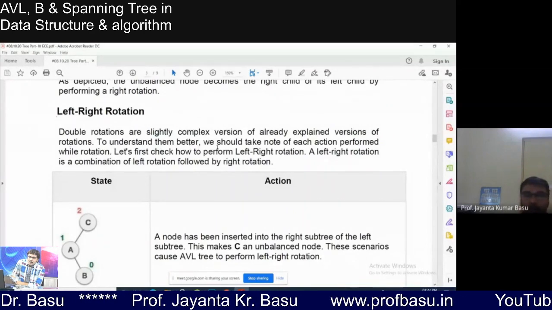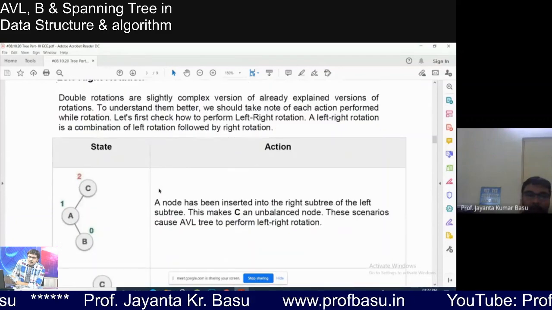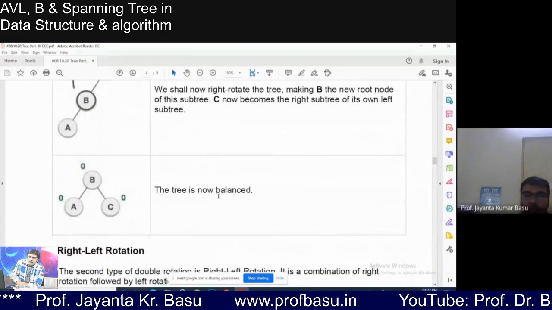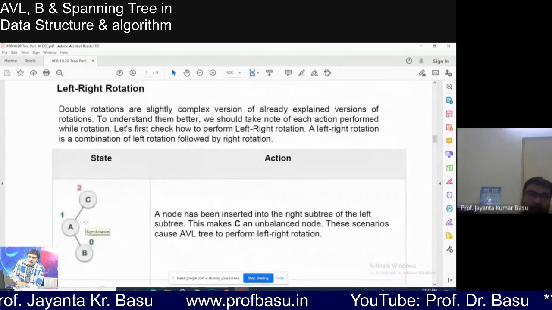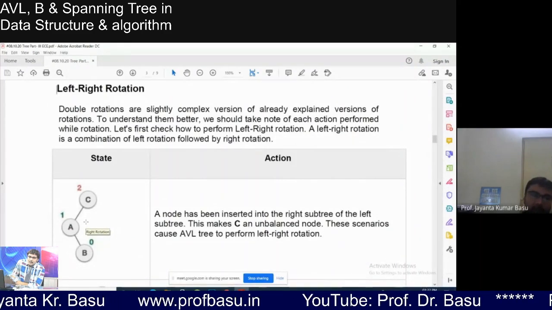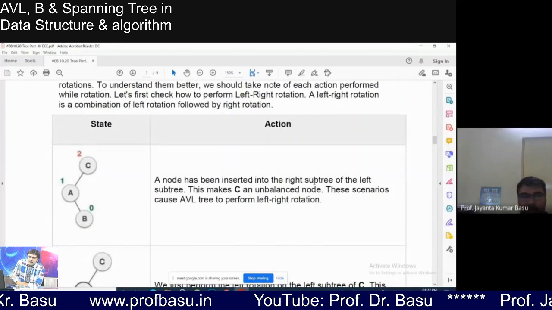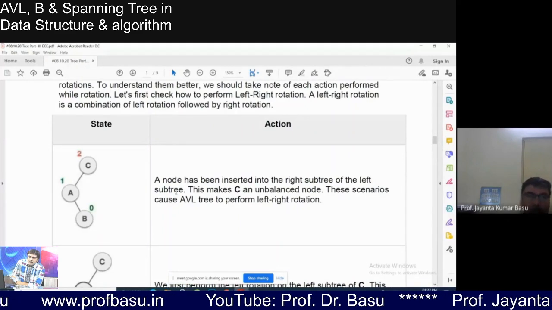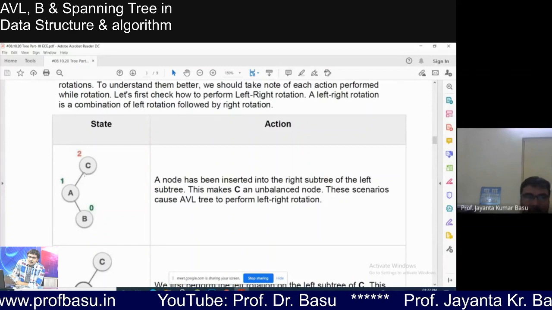To understand them better, we should take note of each action performed by the rotation. So here, each and every step is mentioned, right? We'll start. This is an unbalanced tree. We will go for the left-right rotation to get a balanced tree. First, a node has been inserted in the right subtree of the left subtree. This makes C unbalanced here.